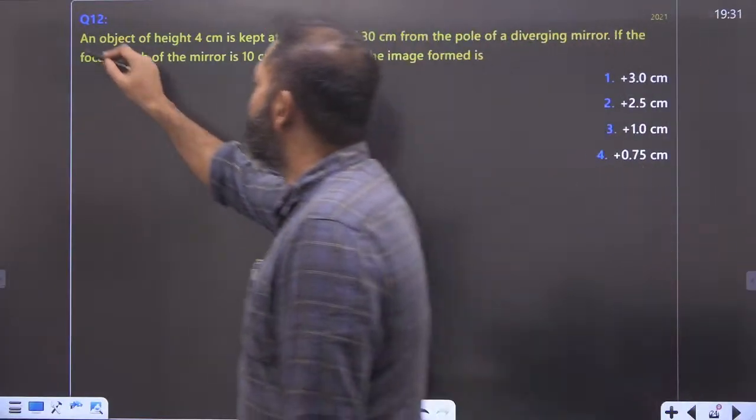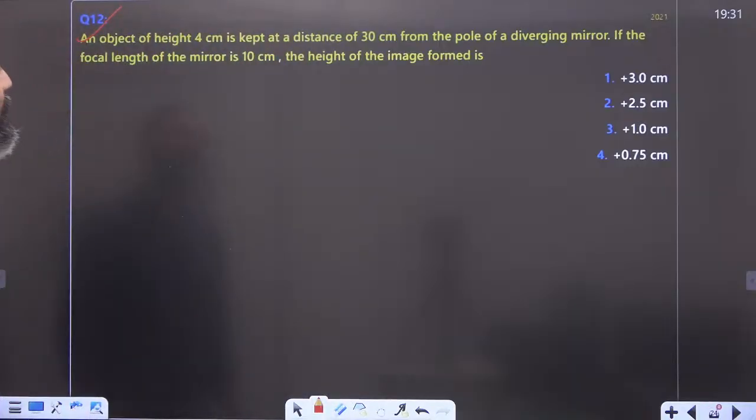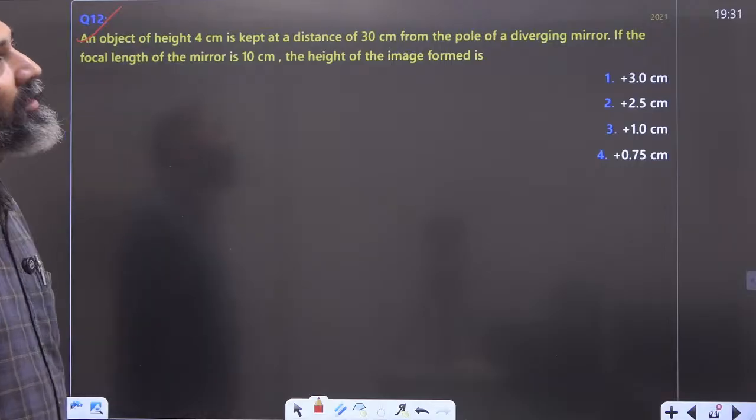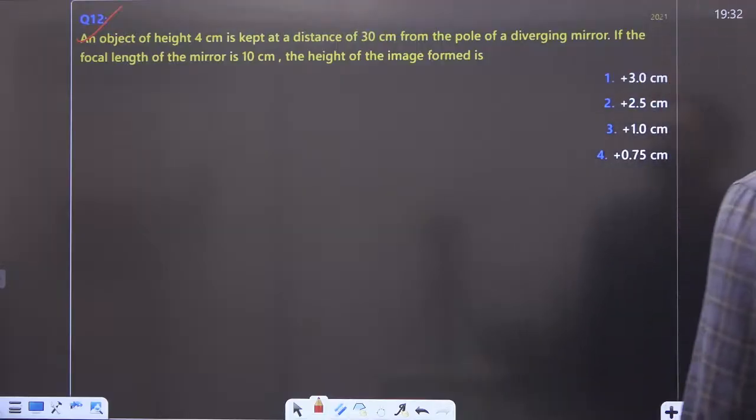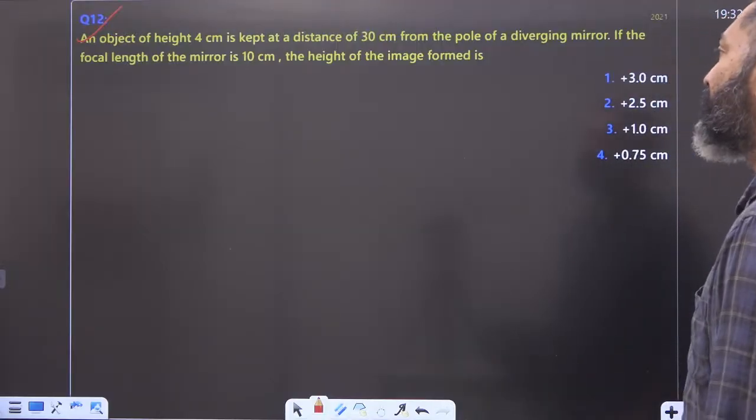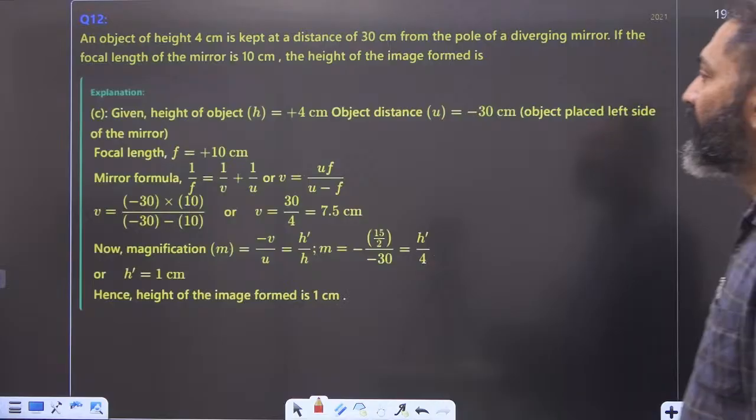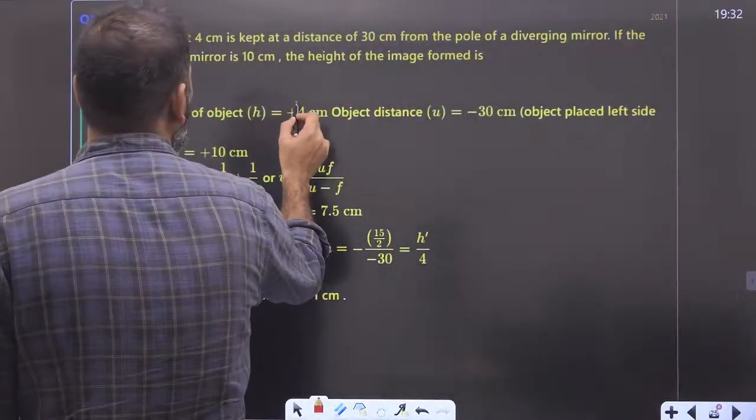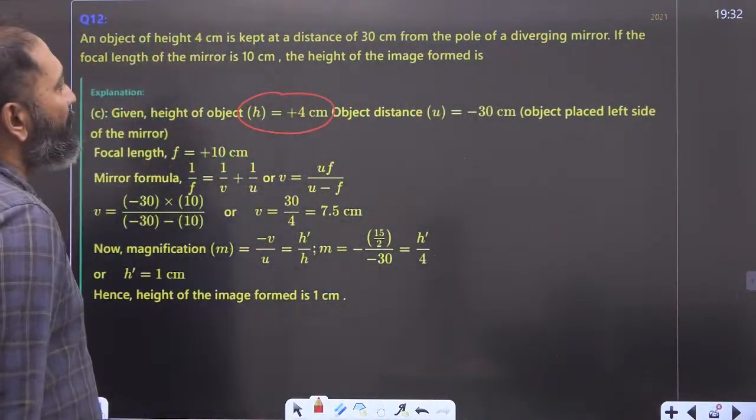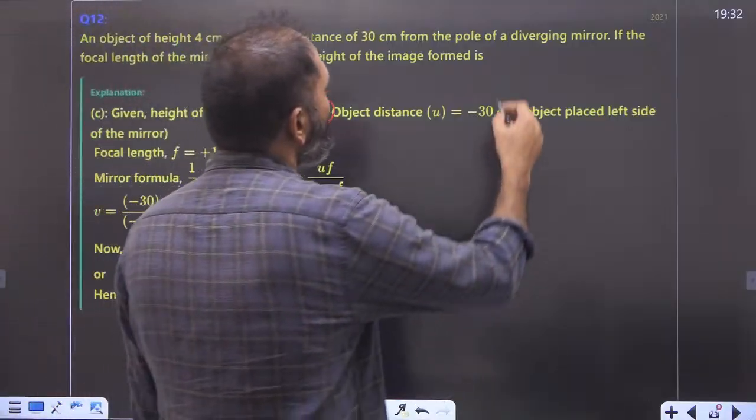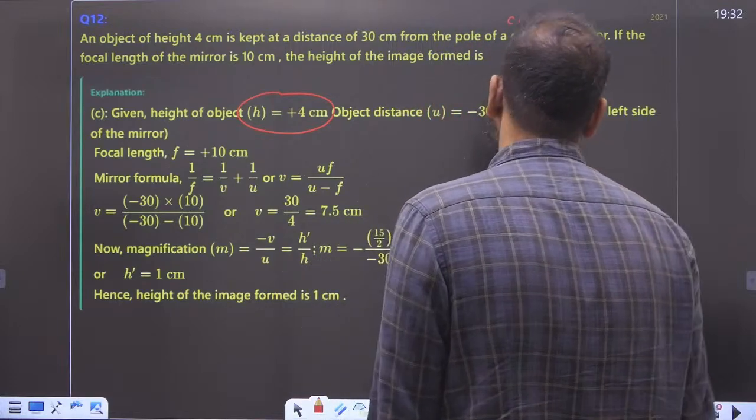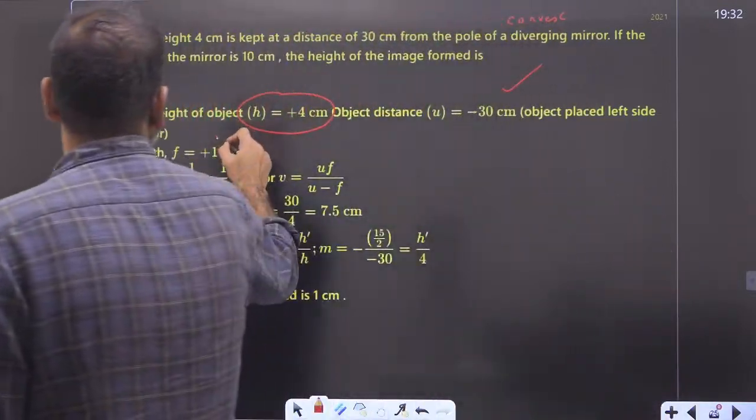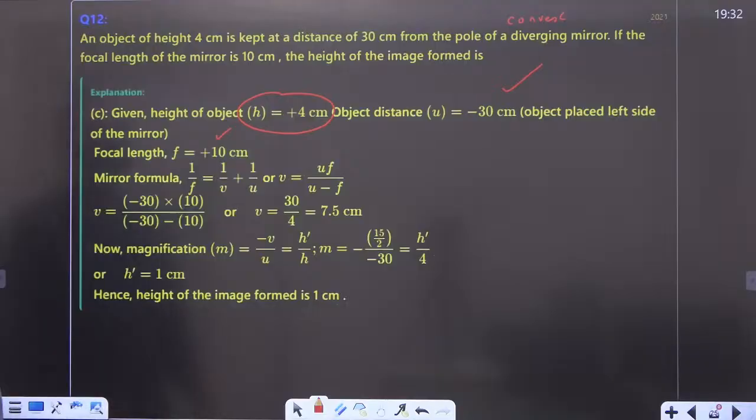An object of height 4 cm is kept at a distance of 30 cm from the pole of a diverging mirror. What is a diverging mirror? Concave mirror is converging mirror. Diverging mirror is convex mirror. If the focal length of the mirror is 10 cm, find the height of the image formed. Given height of the object is 4 cm. Object distance in the case of a convex mirror is minus 30 cm. Focal length for a convex mirror is plus 10. Mirror formula is 1 by f equal to 1 by v plus 1 by u.